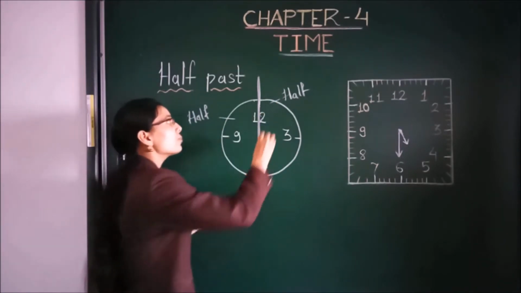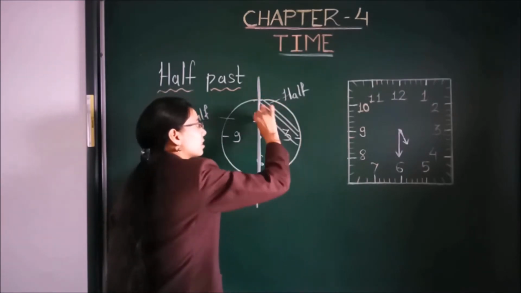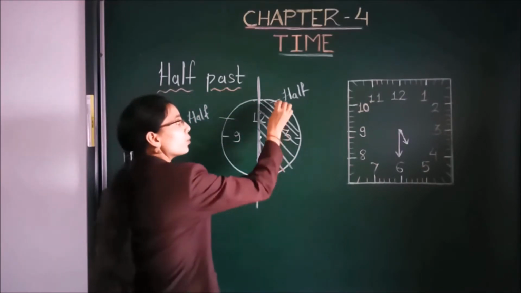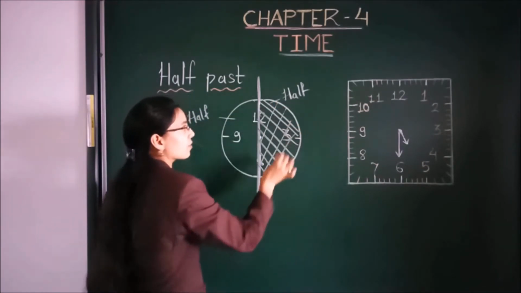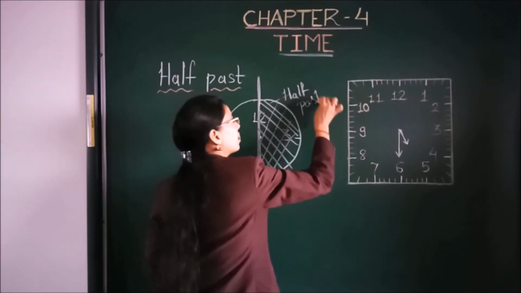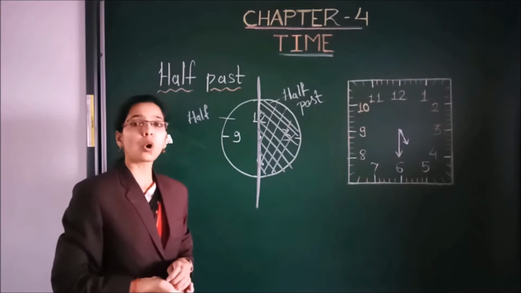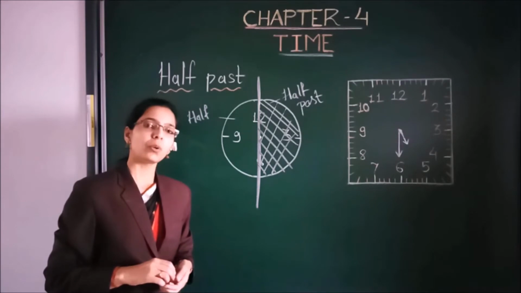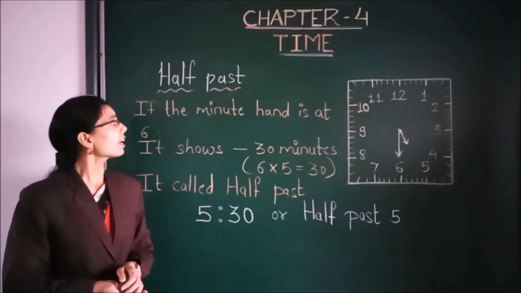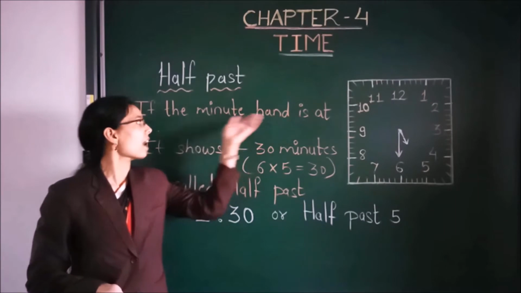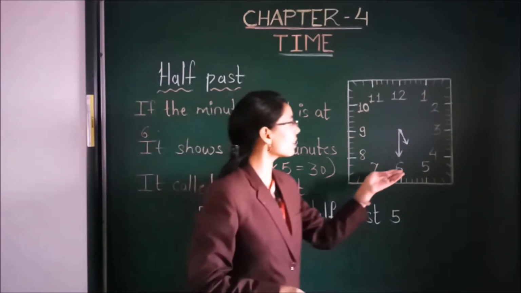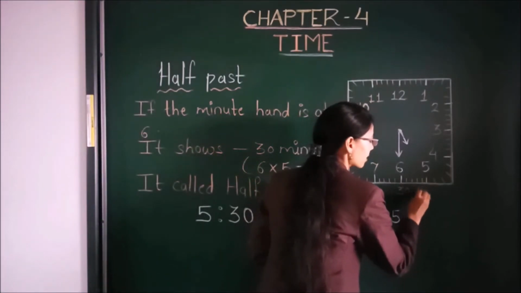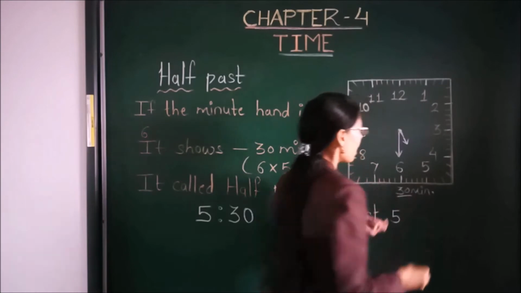But this first part is called half past. This half past is used for the first half. And children, if the minute hand is at 6, it shows how many minutes? 30 minutes.